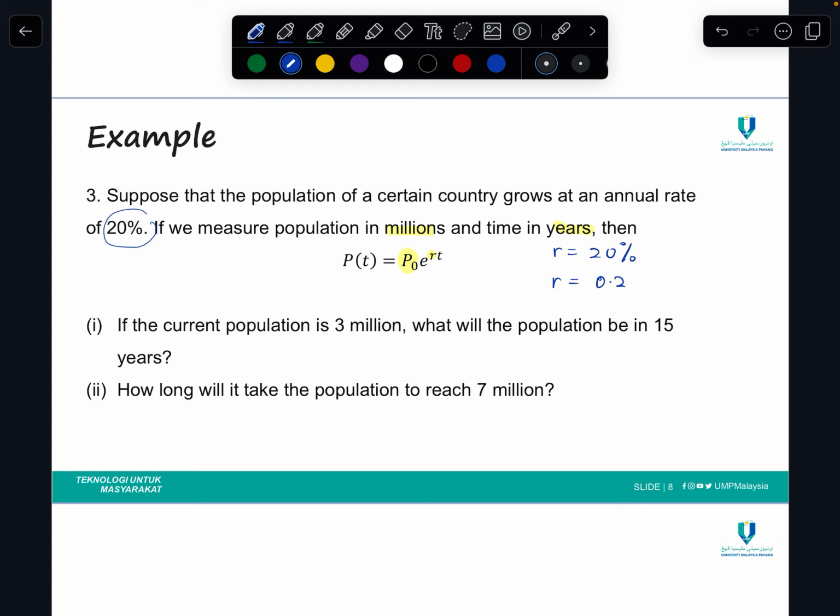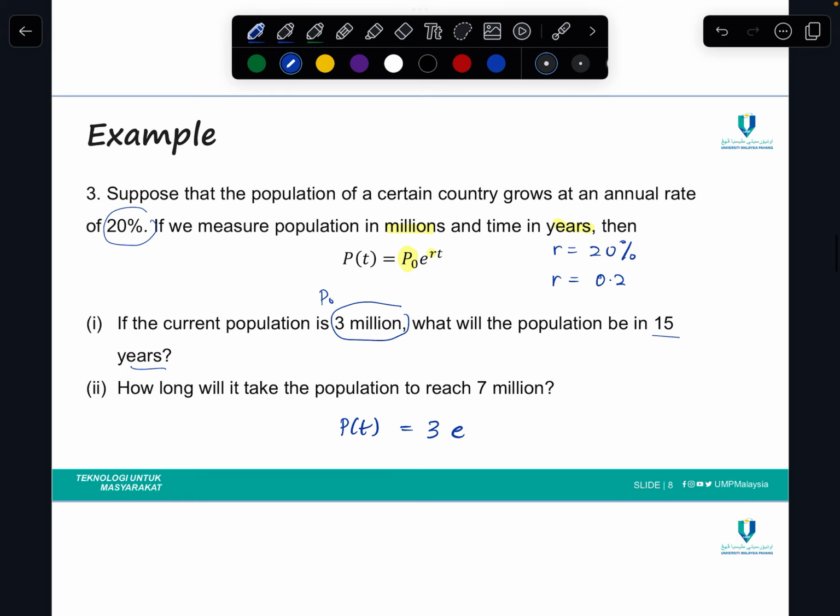Question 1. If the current population is 3 million, what will the population be in 15 years? So the information of 3 million is the P0. Now your function can be rewritten as P(t) equals P0, which is 3 million, r should be replaced by 0.2 t. Now this is your complete function, P(t) equals 3 e^(0.2t).